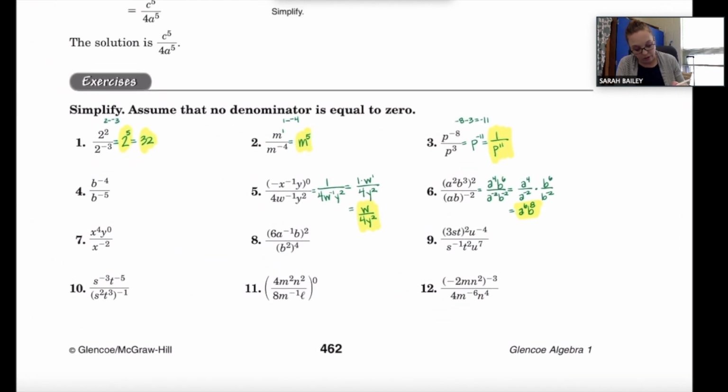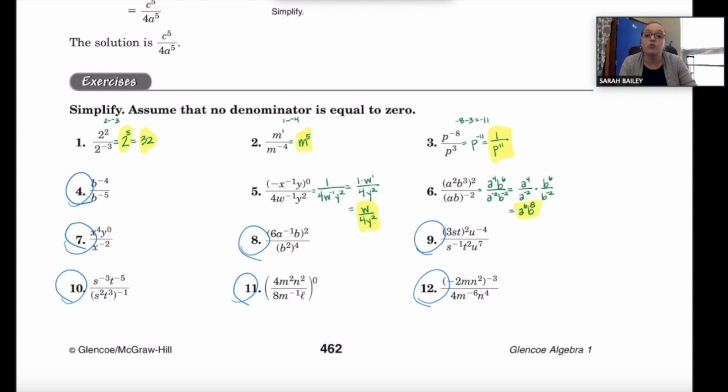Okay, so now it's going to be your turn. I want you to do 4, 7, 8, 9, 10, 11, and 12. So finish this sheet, essentially. So pause the video and finish this.